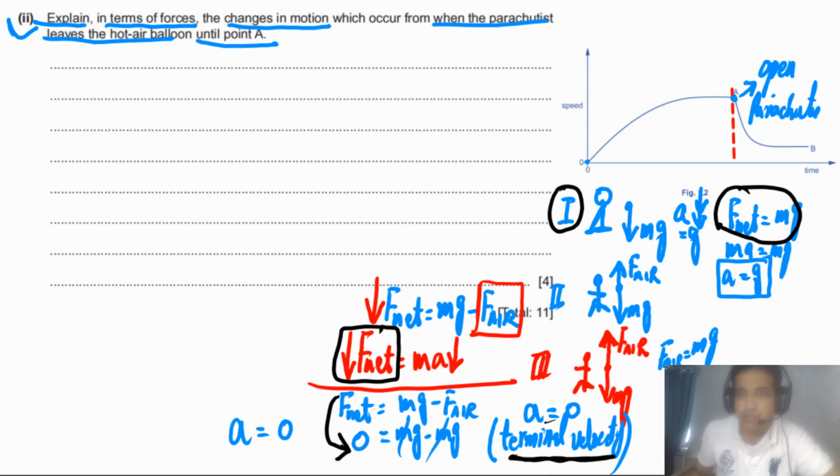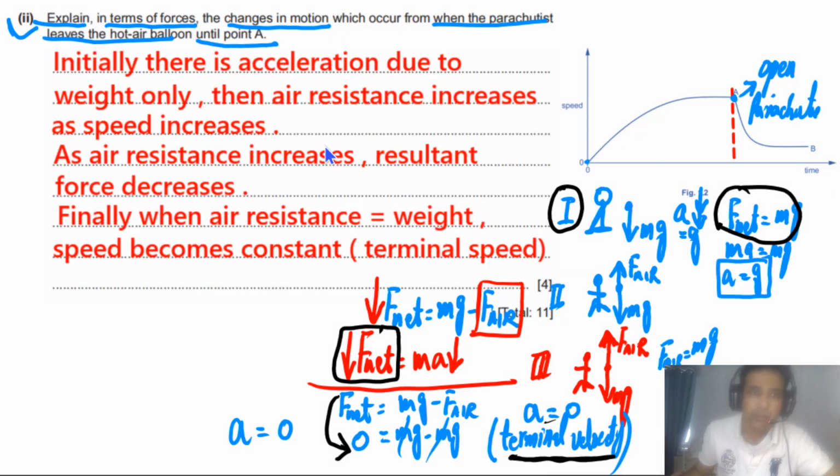Now let me show you the answer, how you can write down your final answer. In your final answer, you have to mention these points. You can say, first of all, initially there is acceleration due to weight only.